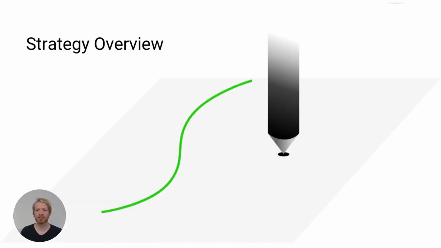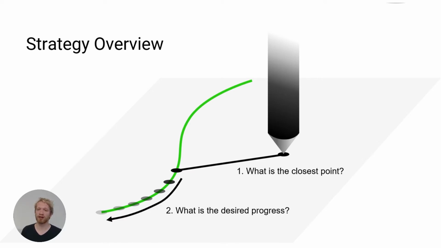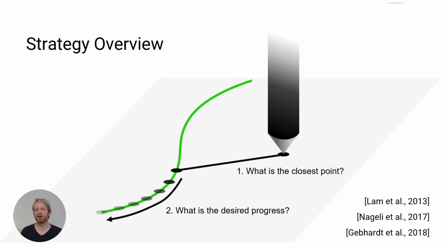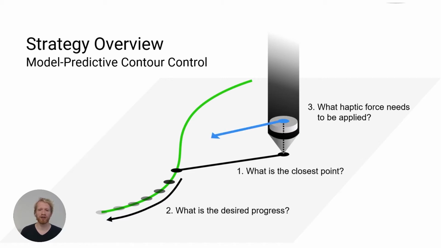For the control strategy, we assume there is a desired trajectory and pen location. We can discretize the trajectory. With a discretized trajectory, some questions arise that we want to solve with our control. First, what is the closest point on the path? Secondly, what is the desired progress? These two questions are not new and answered in previous work, albeit in a different context. The final question is what haptic force needs to be applied.